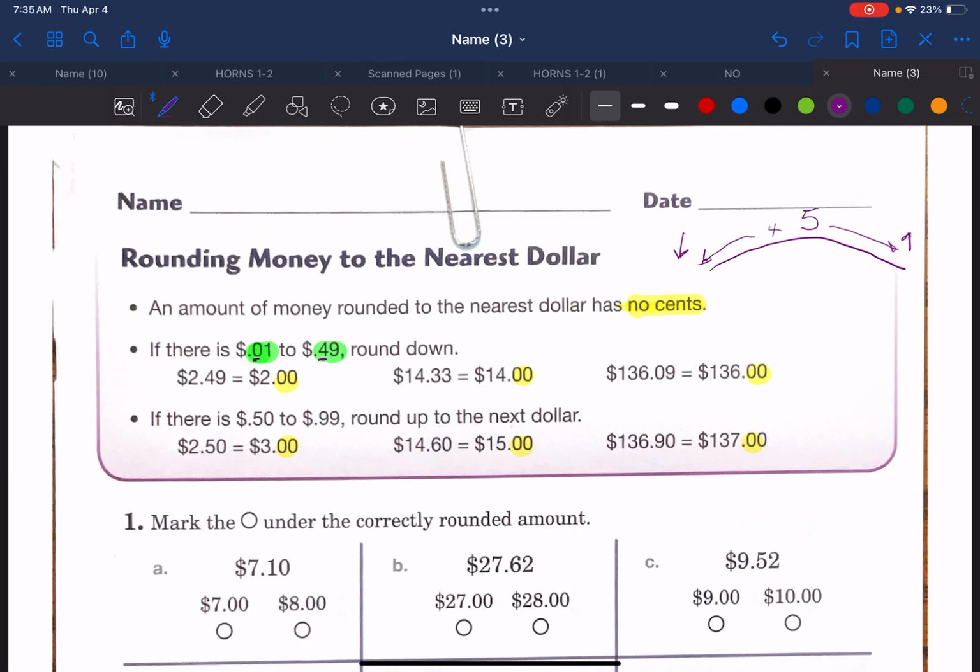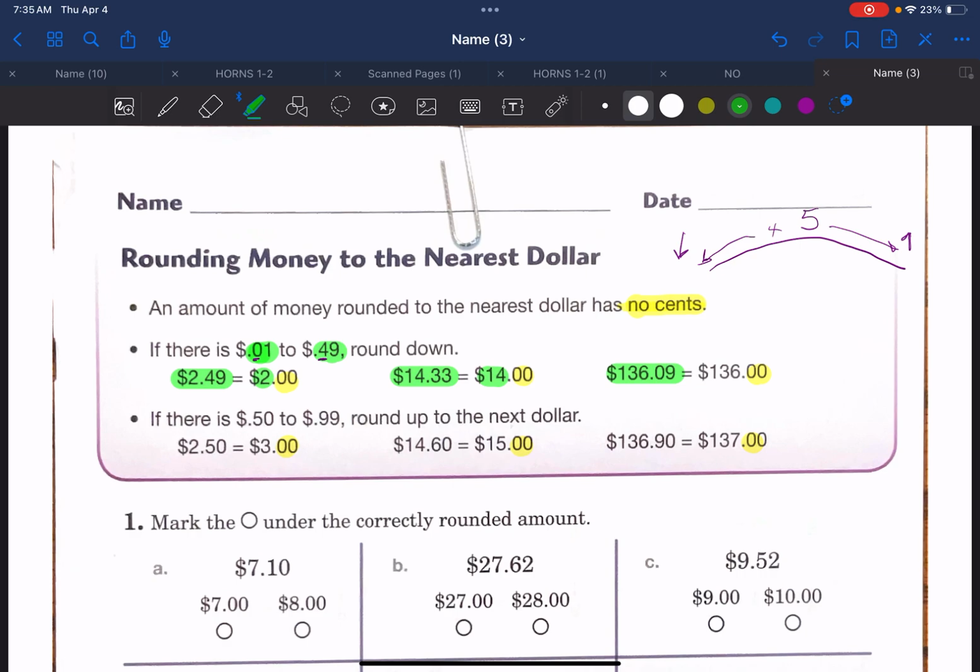Okay, so on that one, it was $2.49, so it rounds down to $2 with the 0 cents. $14.33. We have a 3, so we round down to just 14. Round down to the number, so it's going to be $14 or $15, and you round down, so it's 14. Here we have 136 and 9 cents. So it's going to be between $136 or $137. If we round down, it stays just at 136.